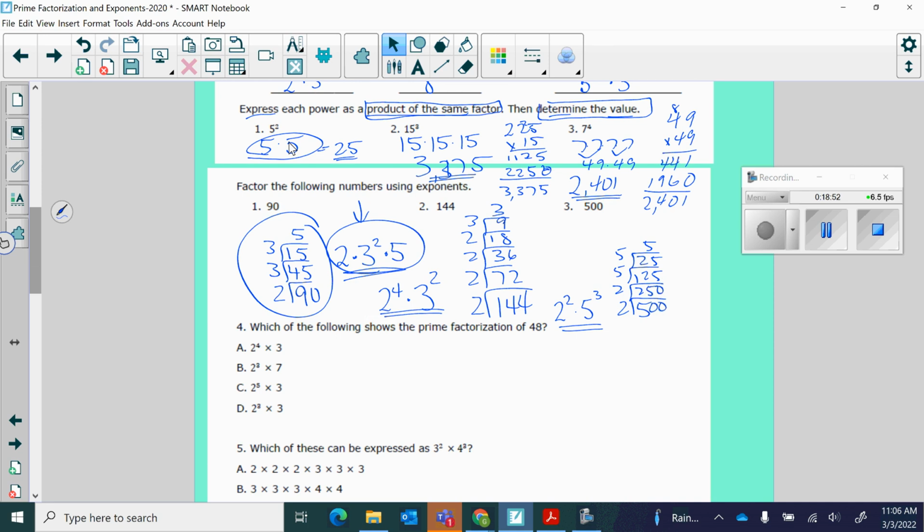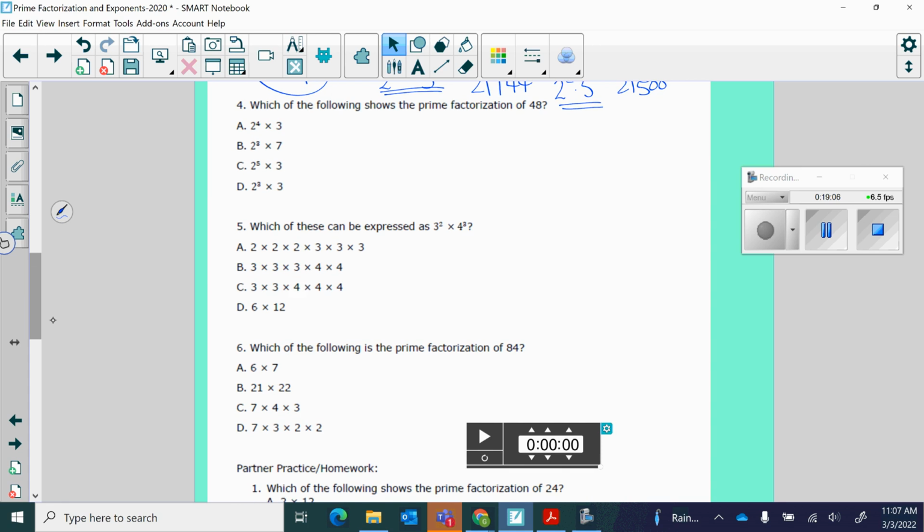Make sense? Questions on those? Can you see how the 2, 3, 5, 7 can make this really fast for you? Key is you got to use only those 4 numbers. Our next one, prime factorization of 48.